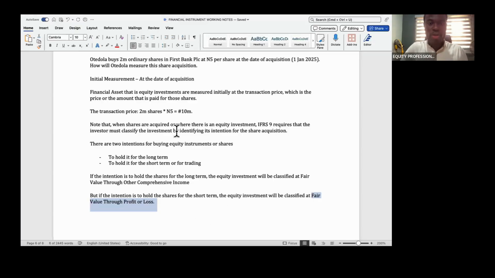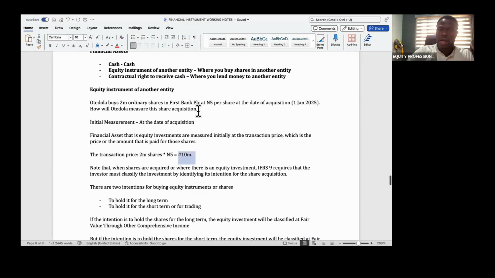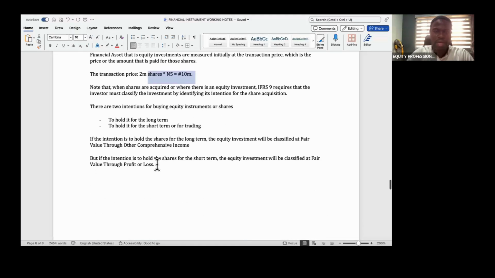Okay, so this 10 million now, with this information that I gave you, I don't have sufficient information here. So I can say that Otedola wishes to become a member of the board. So that is enough to tell you that he wants to hold it for the long term. So this 10 million on initial measurement now.